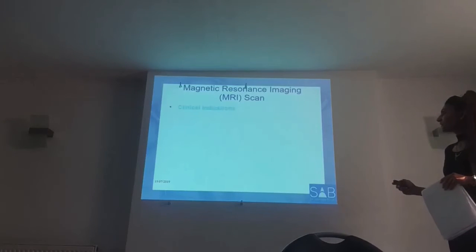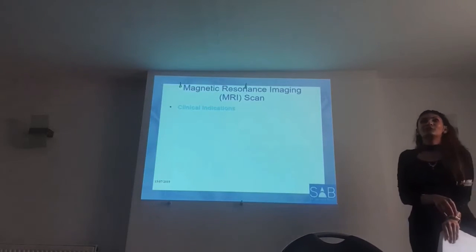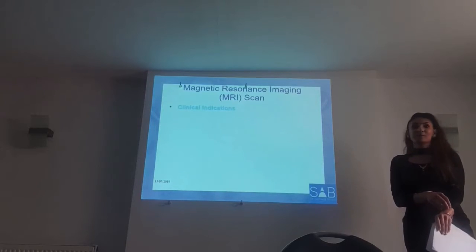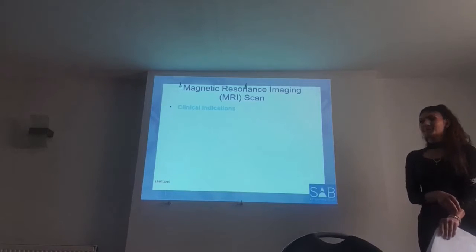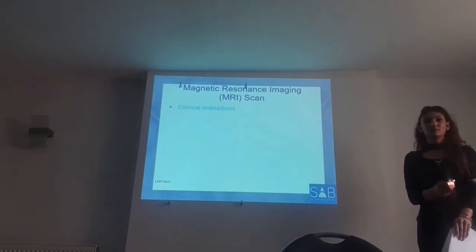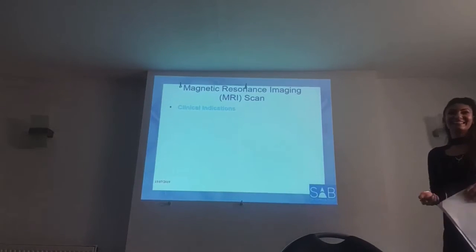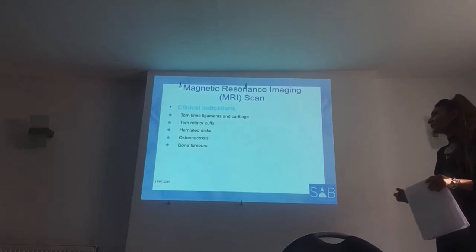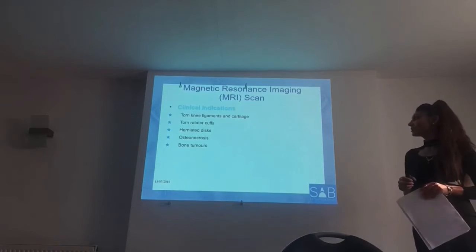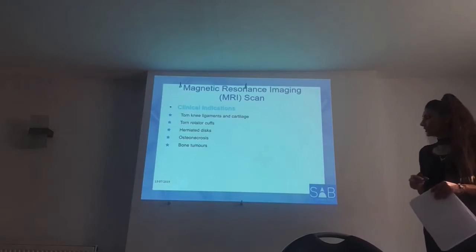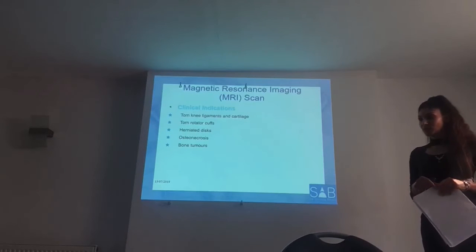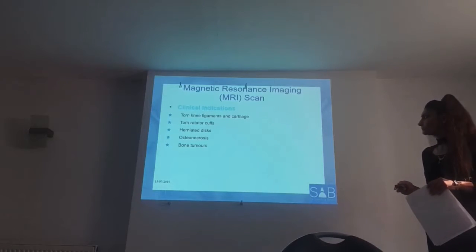Okay, so what sort of things would you refer for MRI? Soft tissue. Discs. Yep, soft tissue, discs. Anything else? More specific? Suspected inflammatory wounds. Yeah, something like that. Okay, so for example, looking at torn ligaments, cartilage, rotator cuff, herniated discs, osteonecrosis, bone tumors. What I haven't put there actually is your hip pathologies as well. So anything, you know, labral tears and things like that as well.